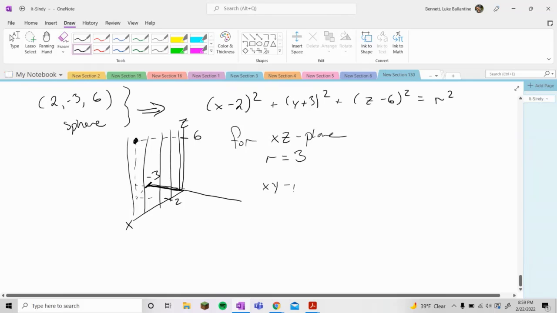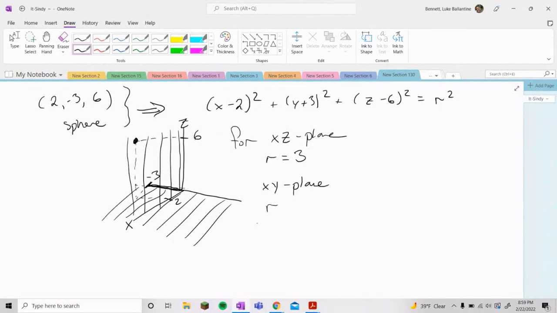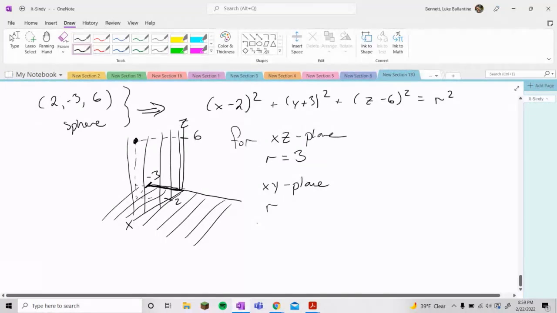Now for the xy plane, someone else, what would the radius be for that one associated with the xy plane, that's the one on the ground? How far are we away from the xy plane? The xy plane is where z is 0. What do you know what r would be? Yes, it would be just 6, right? The distance from the center to the xy plane.